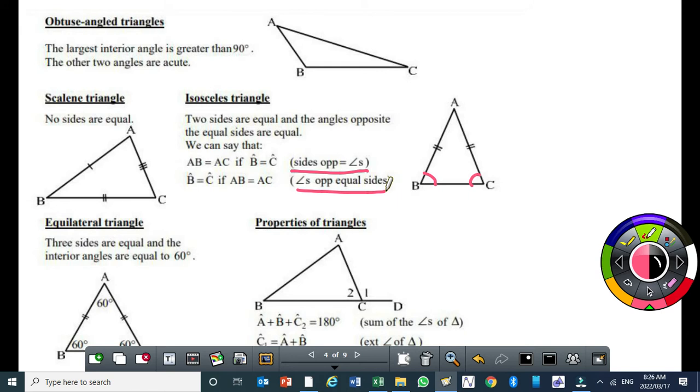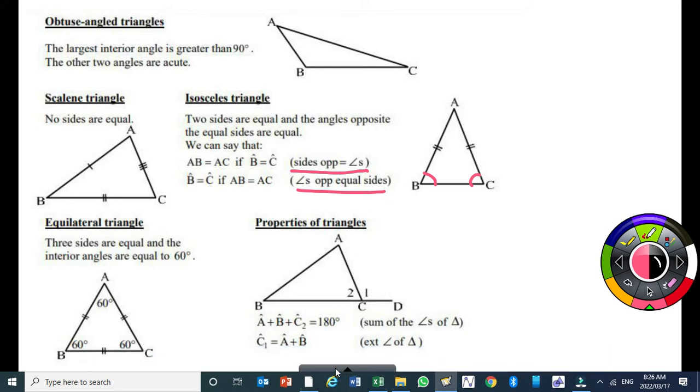Then we've got an equilateral triangle, which has got three interior angles that are each equal to 60 degrees. That's the equilateral triangle. Okay? Your equilateral triangle has got three angles that are each equal to 60 degrees.